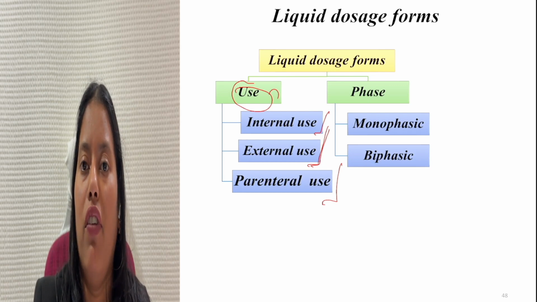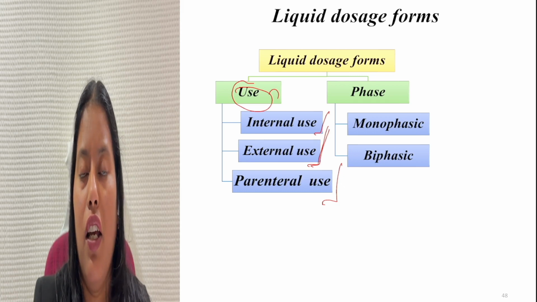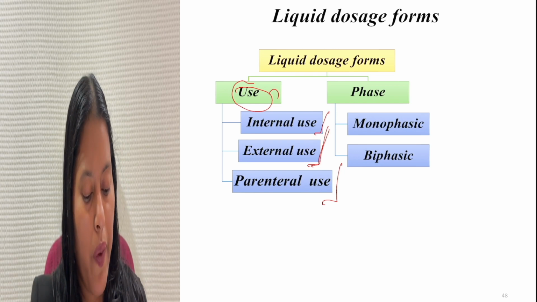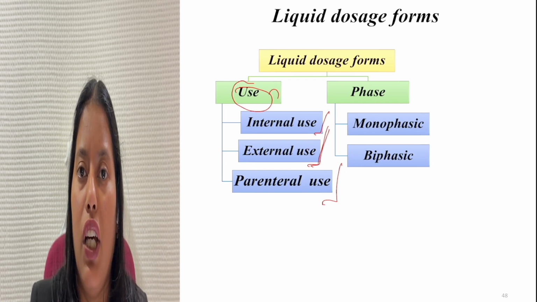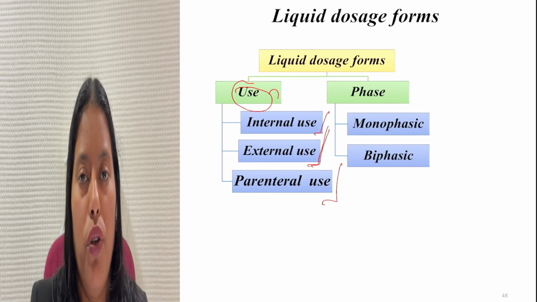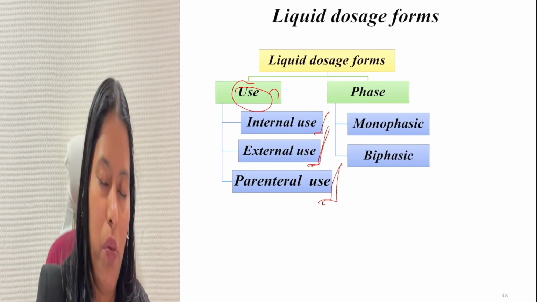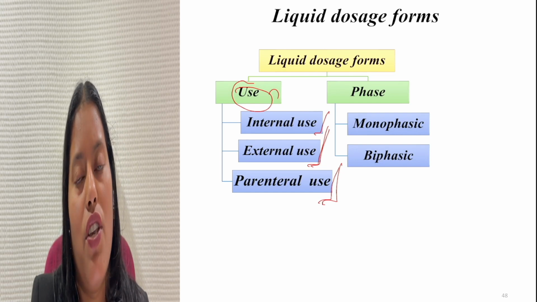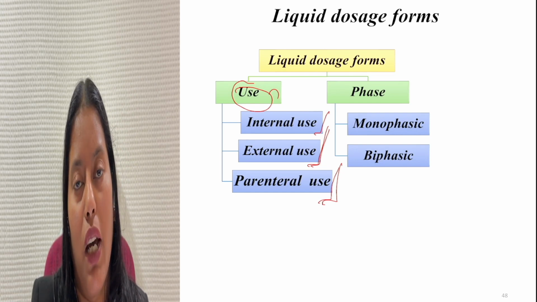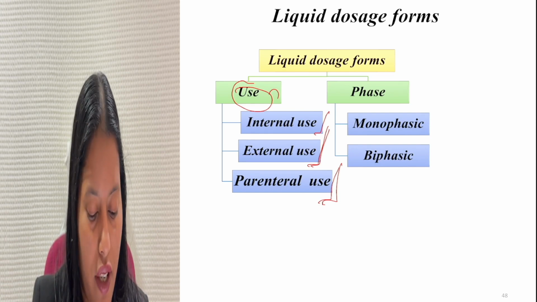Use in the mouth cavity, like gargles, mouthwash, paints, they are external use. So external use formulations are those which you instill into body cavities like eye, ear, nose, vagina, then onto your skin and into your mouth cavity. Parenteral use formulations are those which you directly inject into the blood circulation. So subcutaneous, intradermal, intramuscular, intravenous injections are the parenteral use formulations.